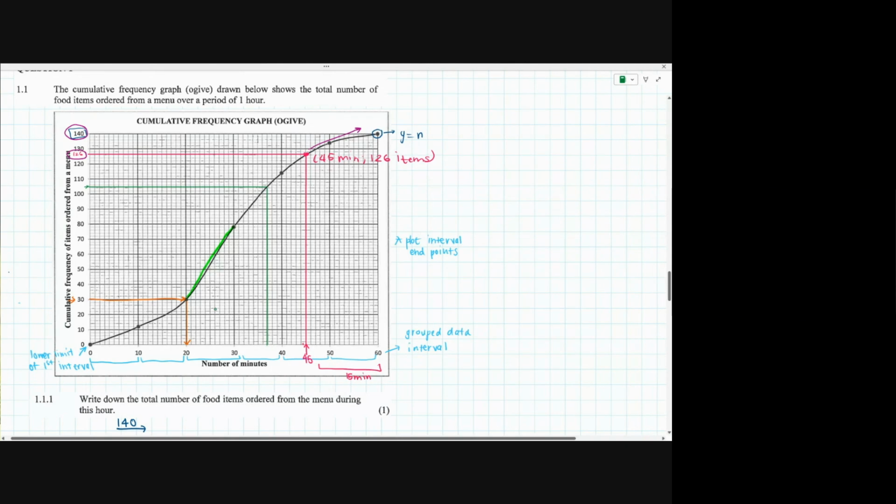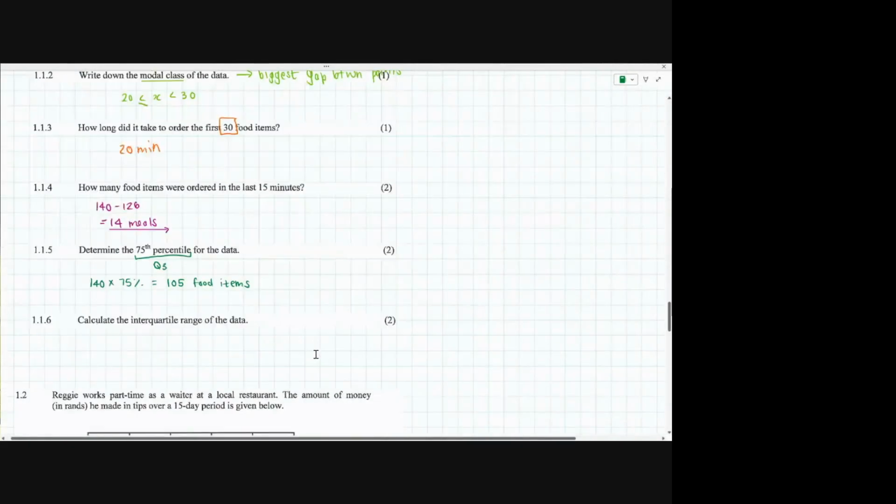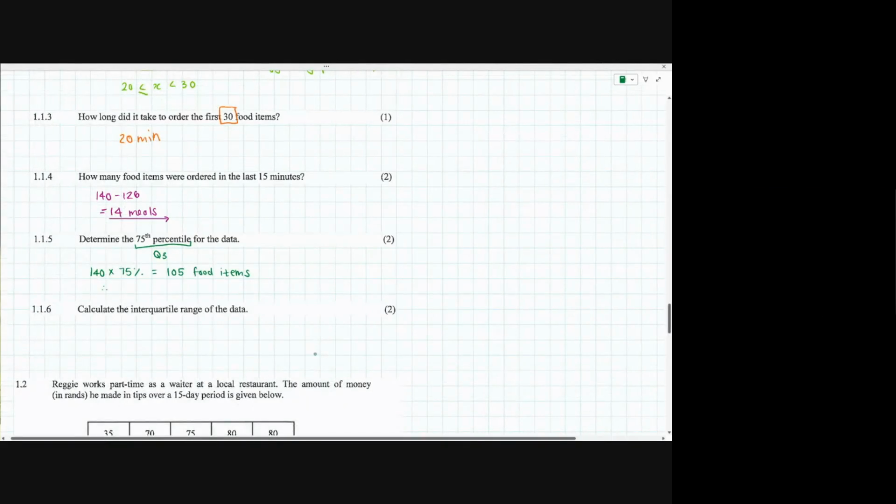Also, just bear in mind, grade 12s, there's always some degree of leniency with these sorts of things. You are reading it off a graph. You're doing the best that you can. There is a degree of leniency. Okay, this is about 1, 2, 3, 4, 5, 6. This is about 37 minutes. Okay, so what this is saying to us is that the 75th percentile of our data is at 37 minutes.